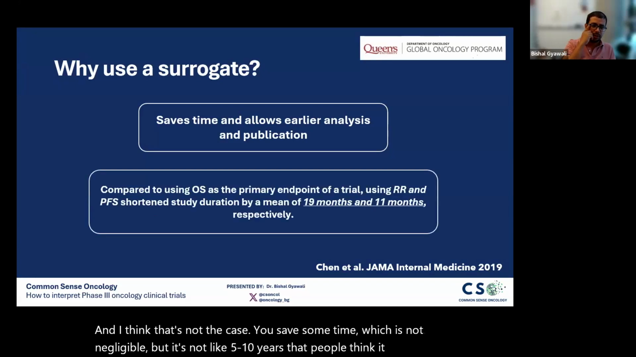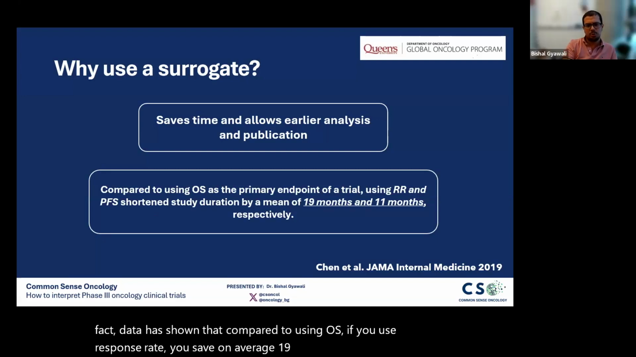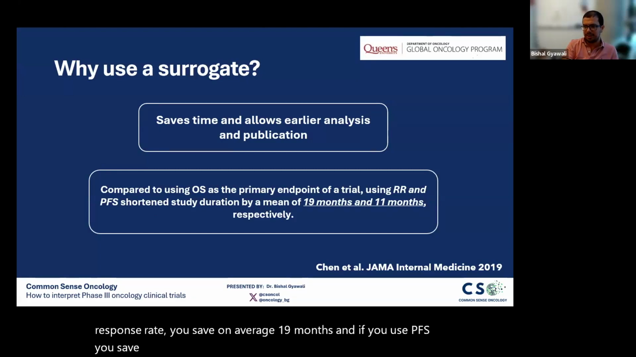In fact, data has shown that compared to using OS, if you use response rate, you save on average 19 months. And if you use PFS, you save on average 11 months, which is not nothing, but it's not like 5-6 years that people think it is.